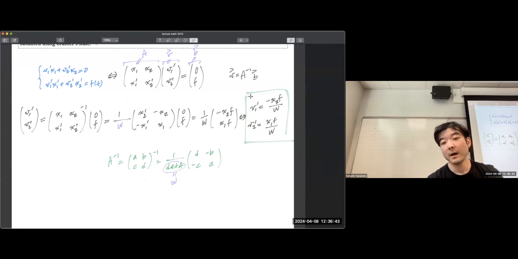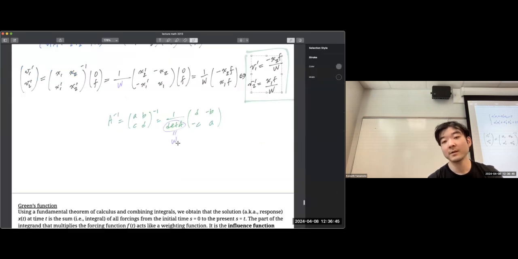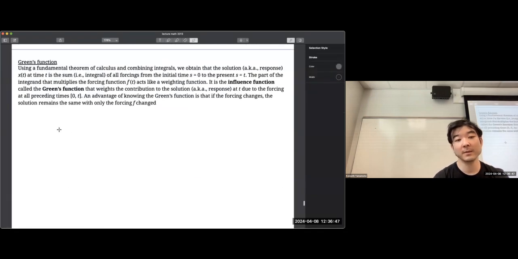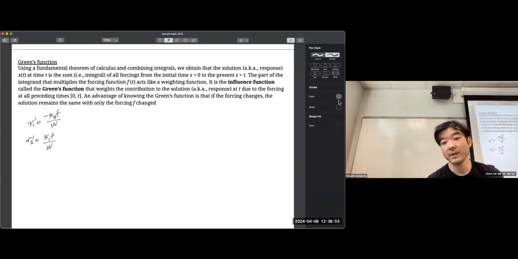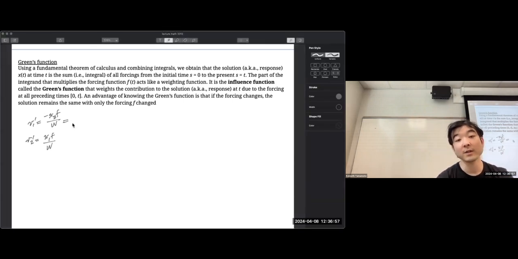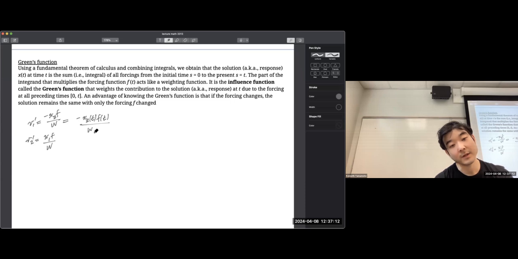All right, so there is something nice in general about this process, so I'll just copy this right here. I'm going to go into something called the Green's function. So you have your v1 prime and v2 prime are these. Now I want to emphasize that these actually are all functions in general of t. So I'll just write this as negative x2 of t, f of t. They're all functions of t. Even the Wronskian is a function of t.